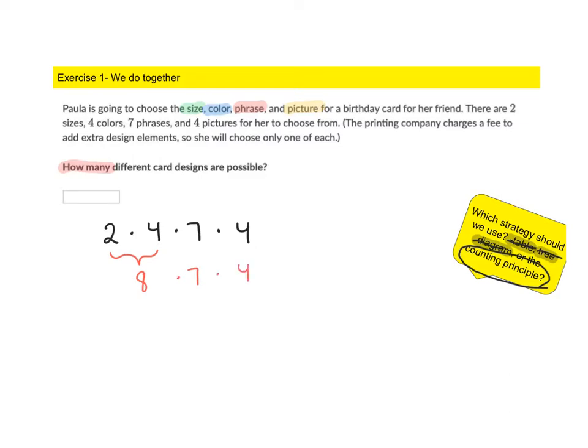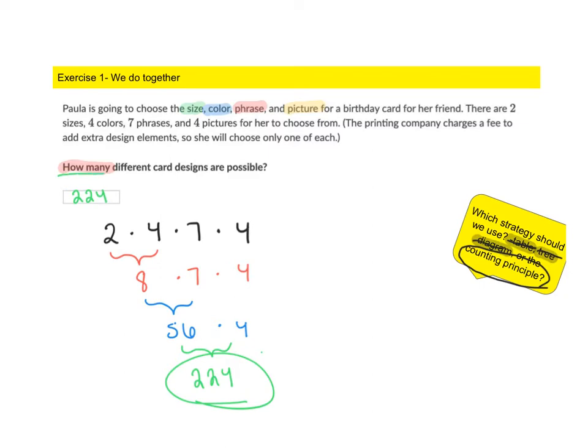8 times 7 is 56. Which is 224. So how many different options are possible? After you multiply all your variables together, you see that there are 224 options possible. Okay? It would have been terrible to make a tree diagram because that's how many branches we would have had at the very end, not even counting all the ones we would have had before then. So that's why this counting principle is very important to use when we only need to know the number of outcomes, not what each outcome is.